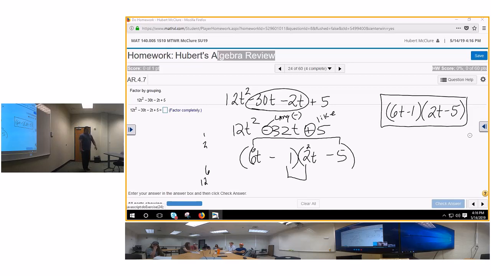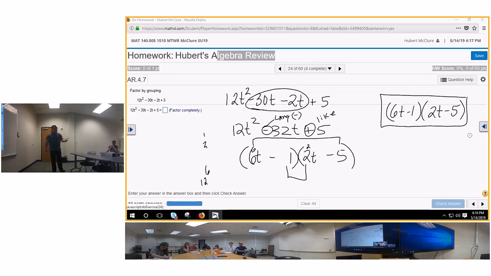Now again, no matter which method you've used, you should be saying to yourself, oh yeah, I remember doing this back in Algebra 2. That's what everybody should be saying.